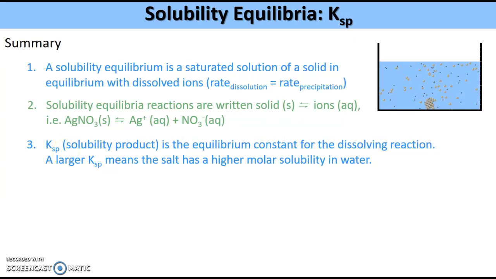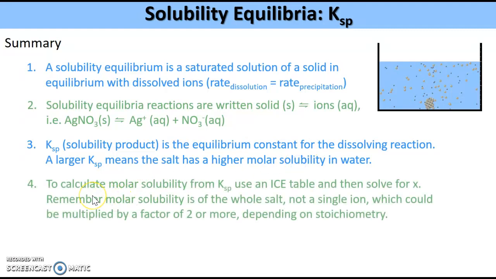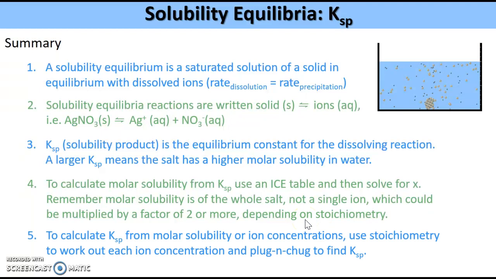Third question we went through was writing the KSP expressions. It's exactly like KC, and in terms of what this means, a larger value means you have a higher molar solubility. Finally, we did our 2 calculations. The first one, you were calculating the solubility when given KSP. In this kind of question, you always have to use an ICE table to find out the equilibrium values. Be careful, the molar solubility is the whole salt, whereas when you're asked for an ion, you might need to multiply by 2 or multiply by 3, depending on the stoichiometry in the formula of the salt, so don't forget about that.